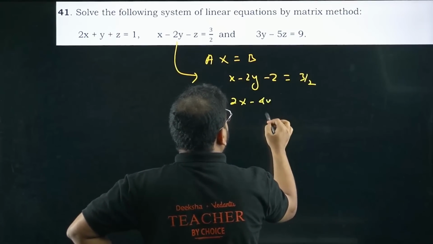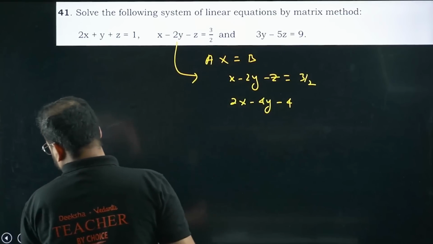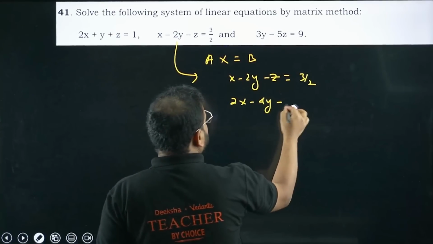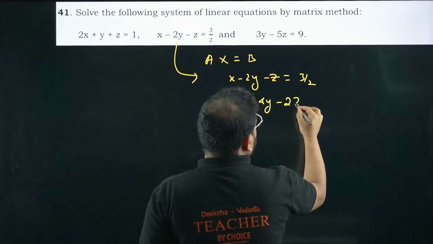2x minus 4, sorry, minus 2z, right? This is z, no? Excuse me. Minus 2z, minus 2z equals 3.